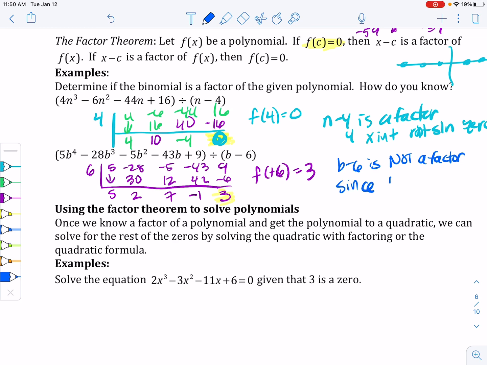since the remainder is not 0. If the remainder is not 0, it's not a factor. If the remainder is 0, it's a factor. So that will help us determine if it's a factor or not, and that's what our factor theorem helps us figure out.